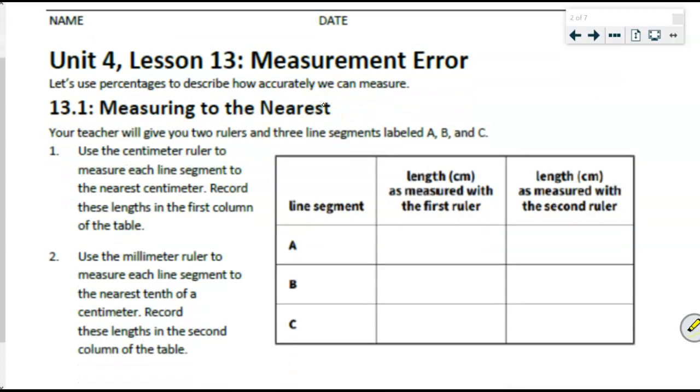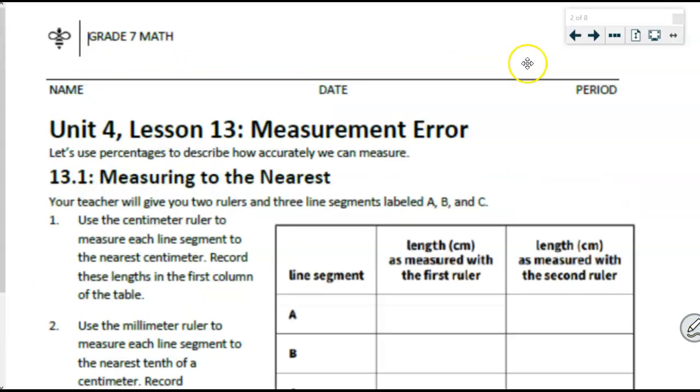So I have given you 2 rulers. I've given you a centimeter ruler and I've given you a millimeter ruler. I want you to just start with the centimeter ruler. So push that millimeter ruler aside, don't even look at it. Just find the one that's marked with centimeters. And what I want you to do is record your 3 different line segments that have also been given to you. You're going to record that to the nearest centimeter.